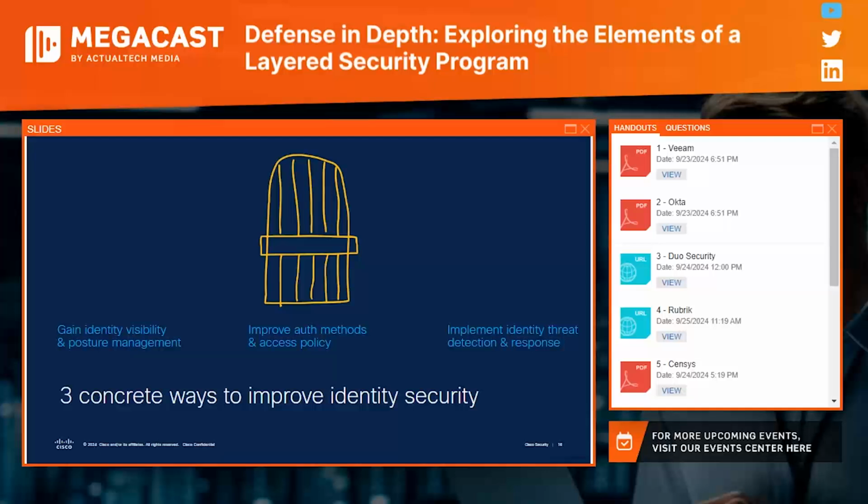So there are three concrete ways we think about trying to improve identity security, and I'll go over each of them in the next few minutes. One is pre-authentication, gaining identity visibility and doing some posture management. At the authentication gate itself, improving auth methods and access policy. And then post-authentication, implementing identity threat detection and response.